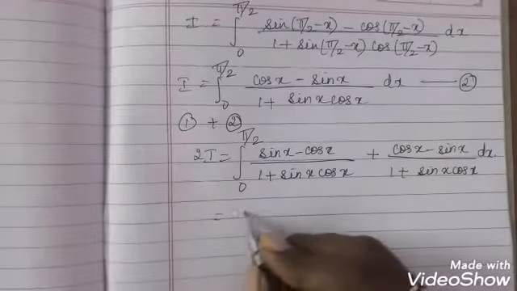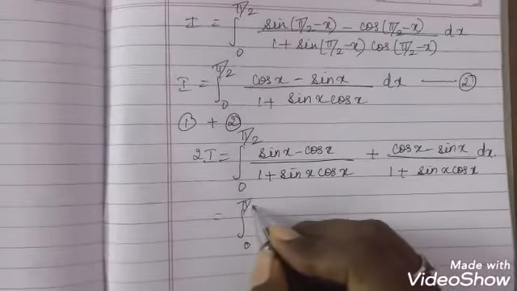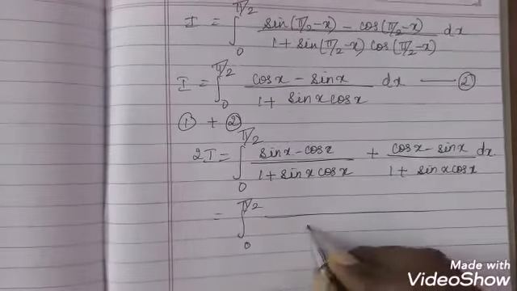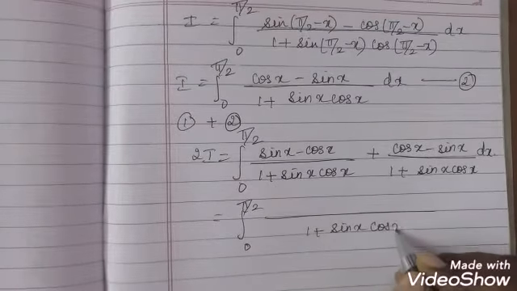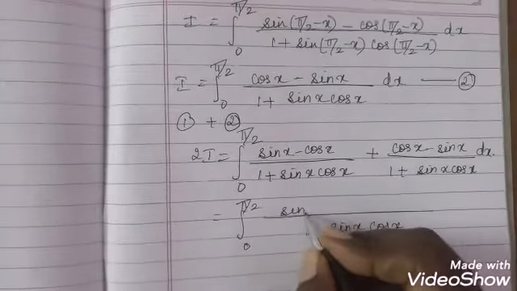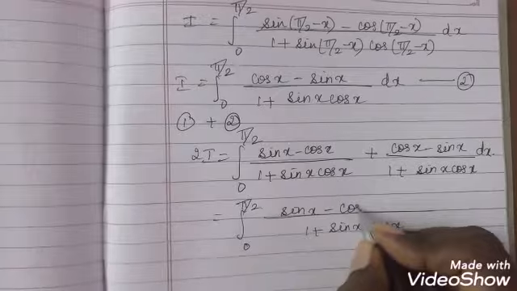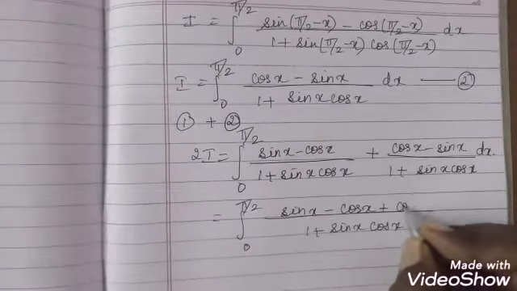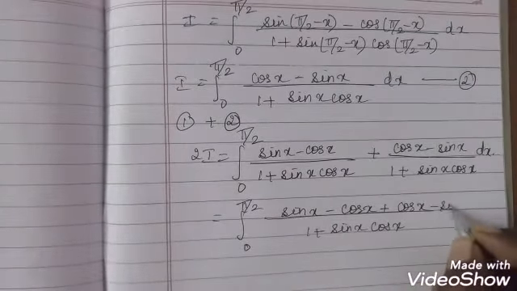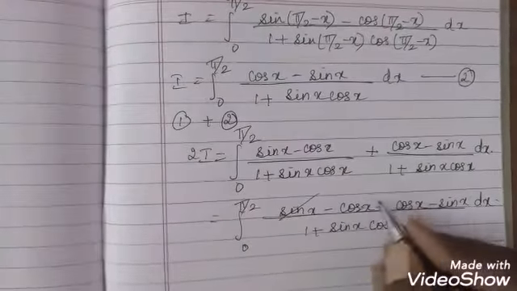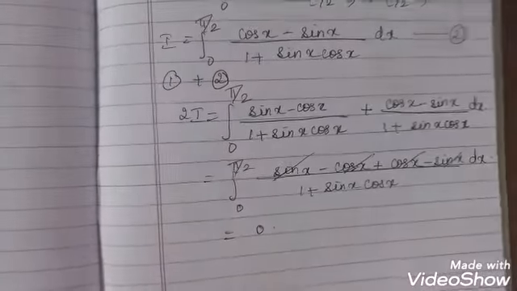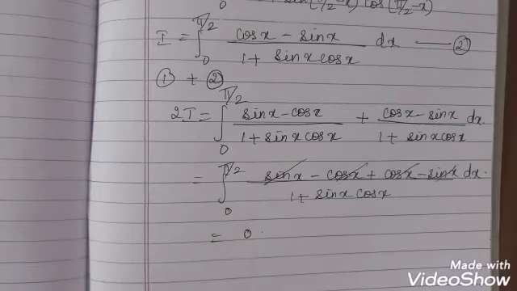So here this is equal to integral over 0 to pi by 2, with the denominator 1 plus sin x into cos x. This is what you have here. So what will I get? Sin x minus cos x plus, what will I have here? It's cos x minus sin x. So what happens to the numerator here? Everything gets cancelled. So what will I get here? It is equal to 0, because 0 by anything you will have as 0.